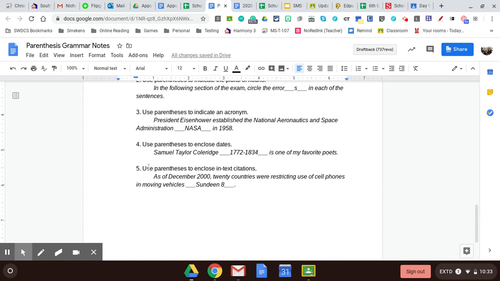And the last one, number 5, use parentheses to enclose in-text citations. As of December 2000, 20 countries were restricting use of cell phones in moving vehicles. Sundin 8. Which part would be enclosed in parentheses?